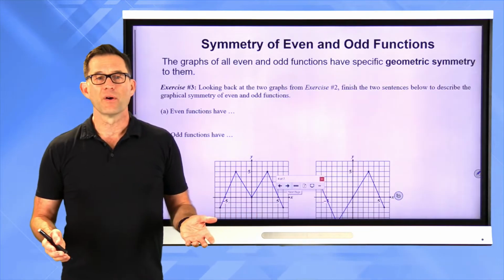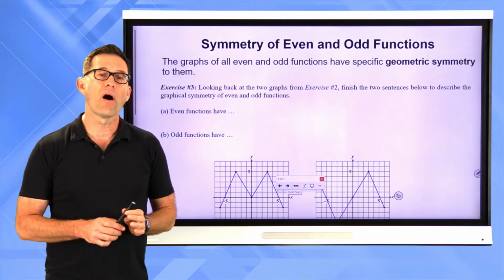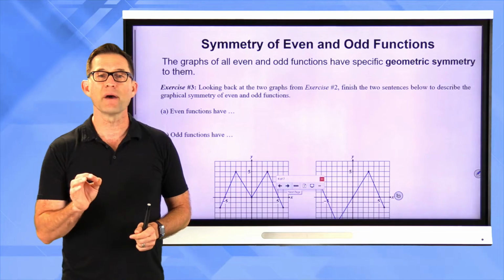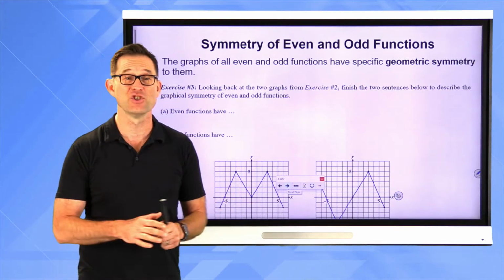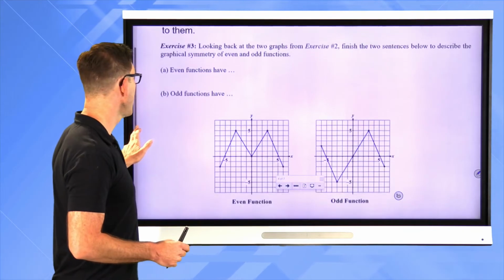Symmetry of even and odd functions. The graphs of all even and odd functions have specific geometric symmetry to them. All right, so like things that you studied last year in geometry. Exercise number 3.